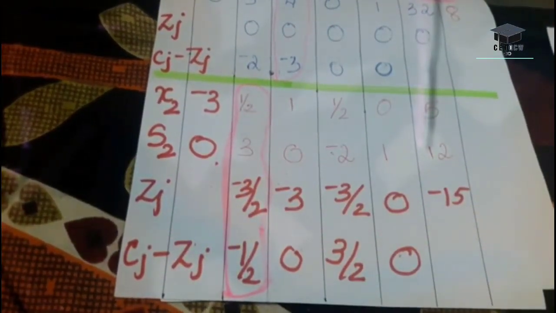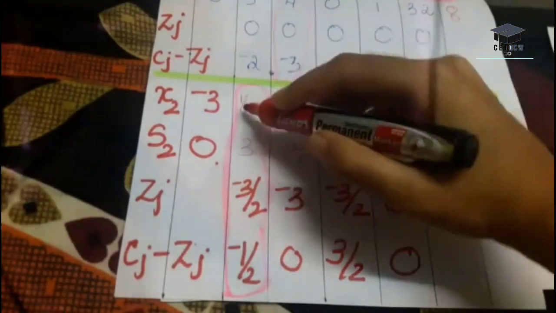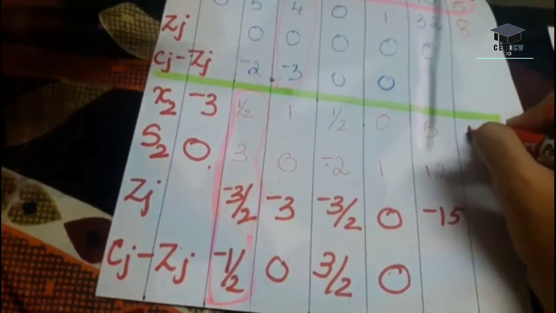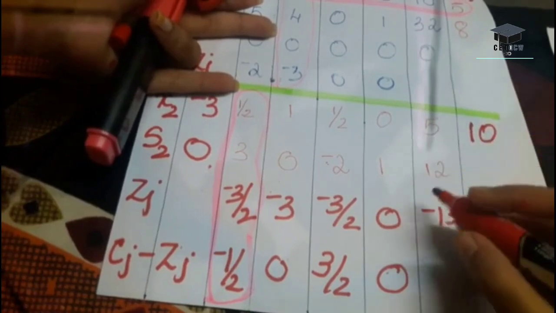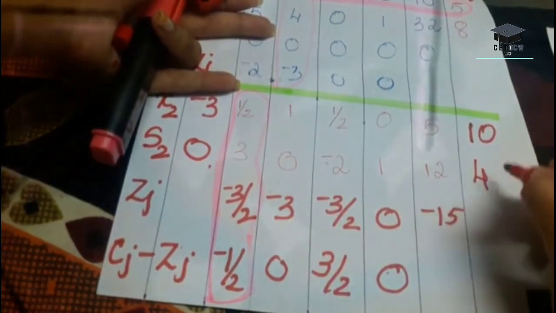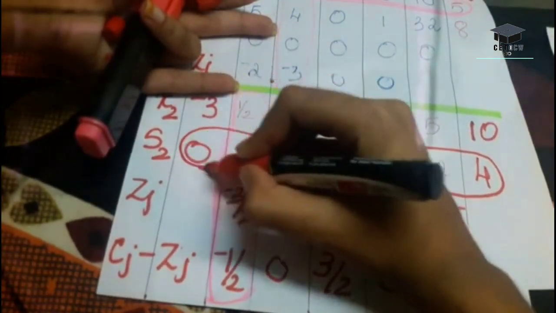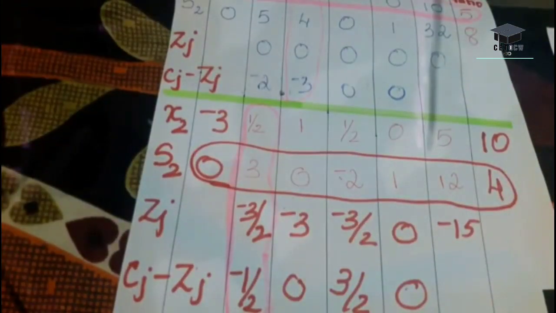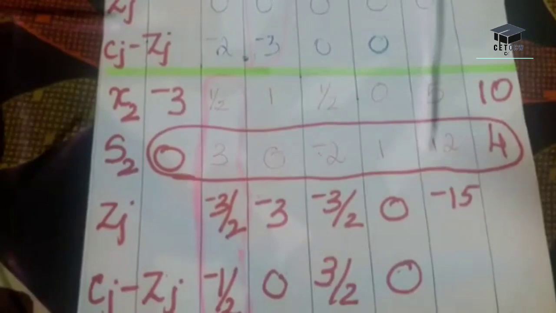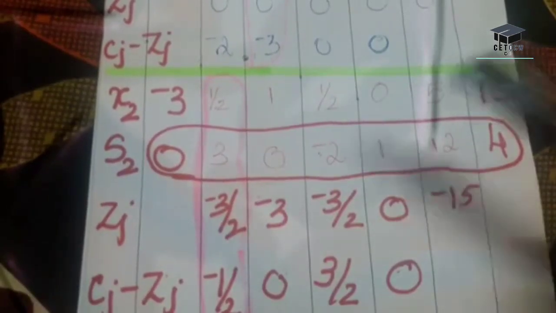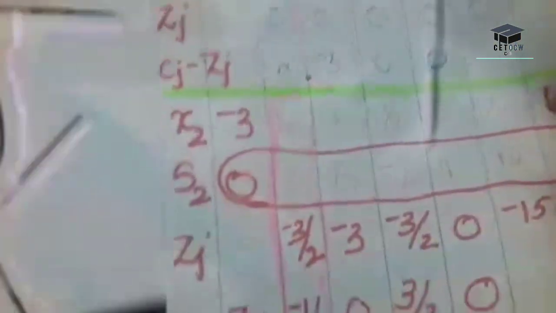out xb by each column value. That is 5 by 1 by 2 is 10, 12 by 3 is 4, and from there we select the minimum row. So now S2 is going to be replaced by x1. Which column is this? This is x1. So S2 is going to be replaced by x1.